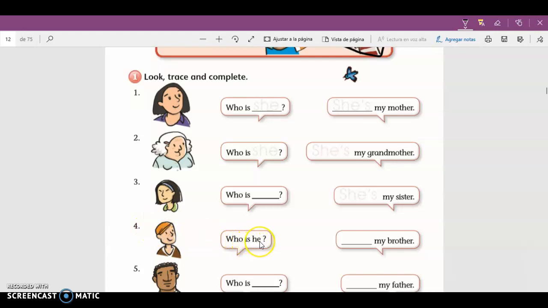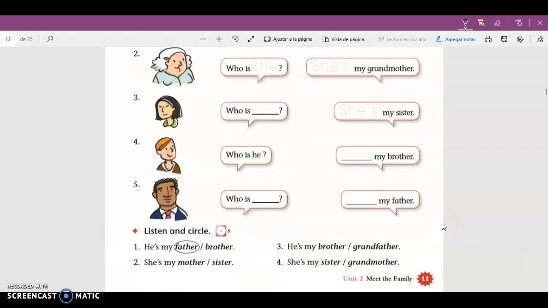Number 4. Who is he? He is my brother. And number 5, let's see. Who is he? Let's complete. He is my father.